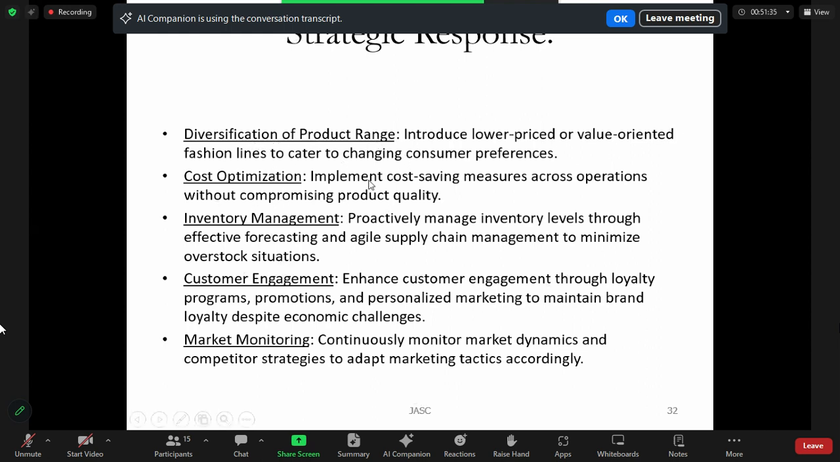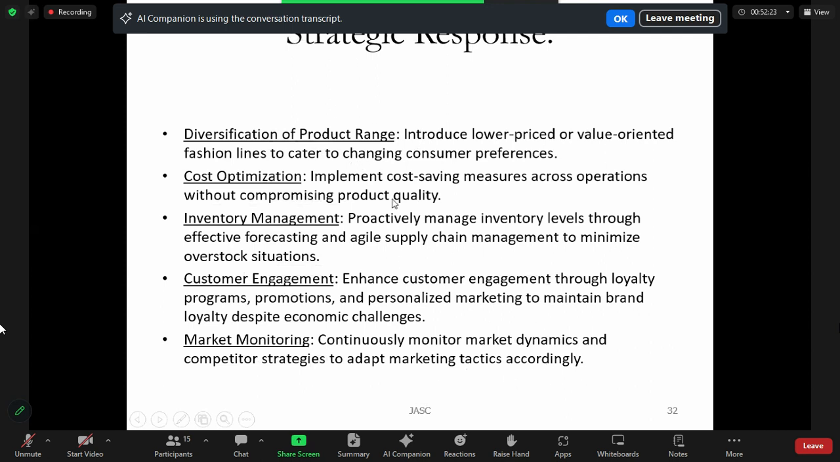Then cost optimization: implement cost-saving measures across operations without compromising product quality. Then another strategic response, inventory management and customer engagement: enhance customer engagement through loyalty programs, promotions, and so on. You can see what is happening in the marketplace, uncertainties and different scenarios. Then if these things happen, how can you change your marketing strategy? That is what we are talking about here, customer engagement.